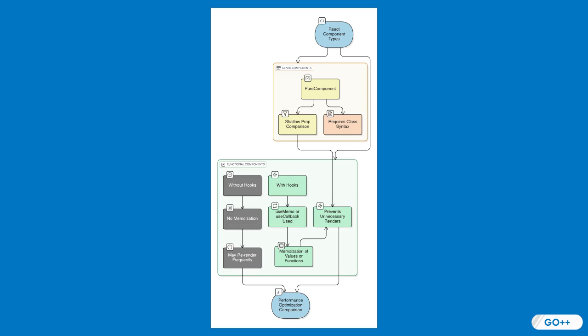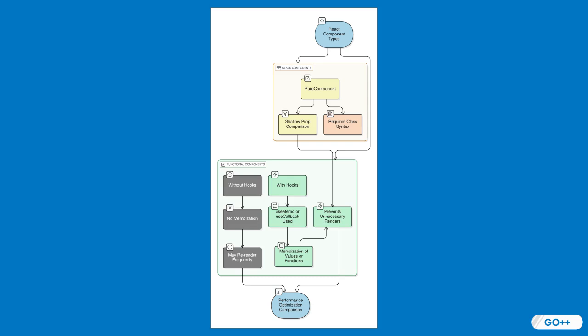First, let's delve into PureComponent. Think of PureComponent as a vigilant crew member who only takes action when there's a genuine change in the environment. PureComponent is a specialized type of class component that automatically implements a shallow comparison of props and state. This means it checks if the values have changed by comparing their references, not their deep content. If nothing has changed, PureComponent stands down, preventing a re-render.